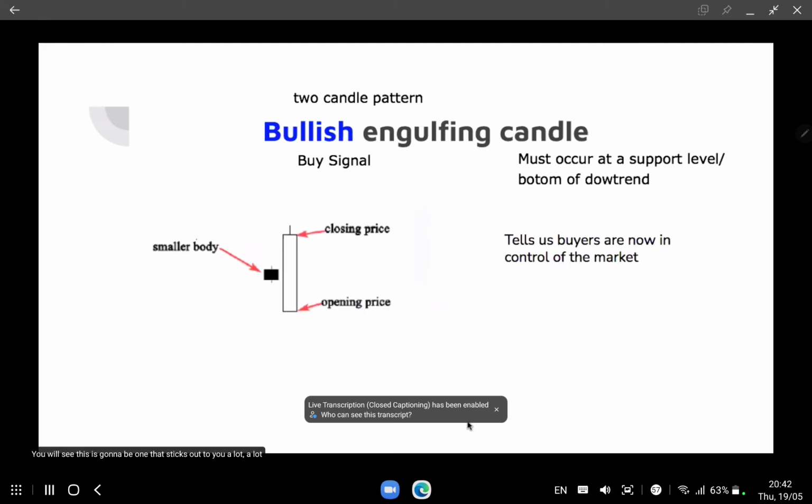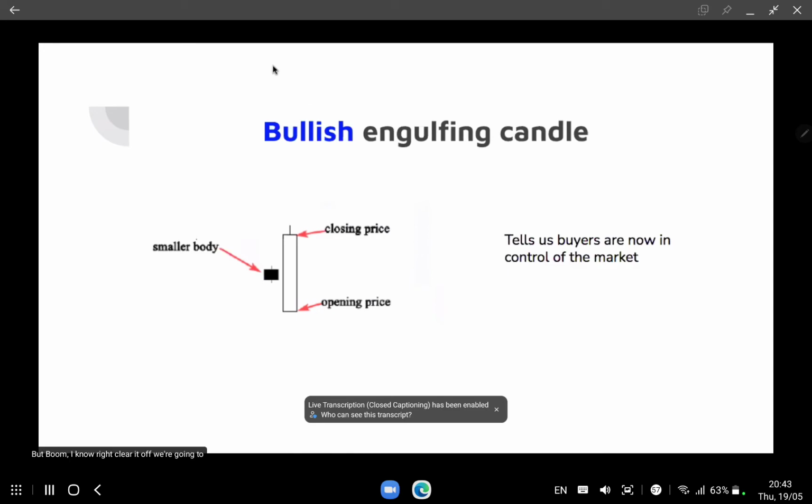A lot. So I'm going to clear this off. Oh, make sure I don't have questions. I'm going to clear this off. I like how someone typed buy in there. See, I didn't even have to ask. They're like, buy, boom, I know, right? Clear it off. We're going to go to the next one.